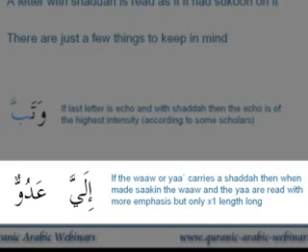The next rule is if the waw or the ya carries a shadda, then when made sakin, the waw and the ya are read with more emphasis but only one length long. So here we have ilayya, and if that was to be read at the end of a sentence, the ya goes sakin, but you cannot read it as a diphthong fatha ya, so you cannot say ilay, i.e. too long. Instead you say ilayy. Okay, so you put more emphasis on the ya and cut it down to one long. Some people will say this is as if you're reading two yas.